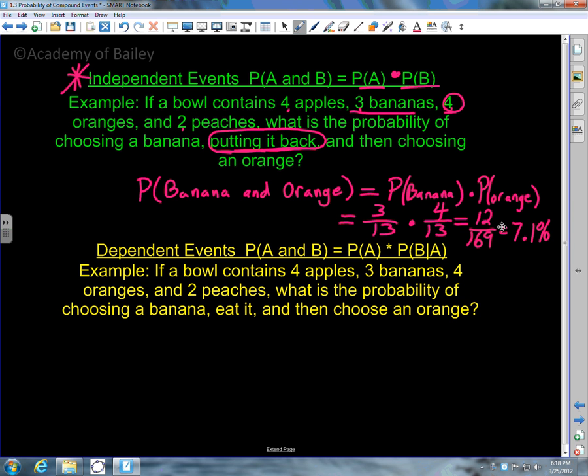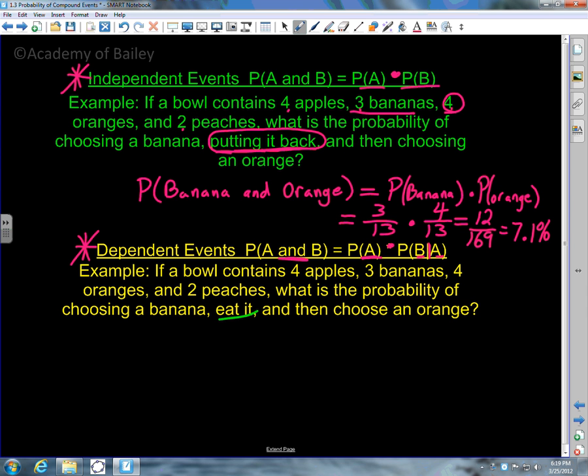Let's look at the next example on dependent events. It says the probability of A and B, so we're also having both events occur. It's equal to the probability of A happening times the probability that B happens given, that's what that line means, given that A has already occurred. And what does that mean?